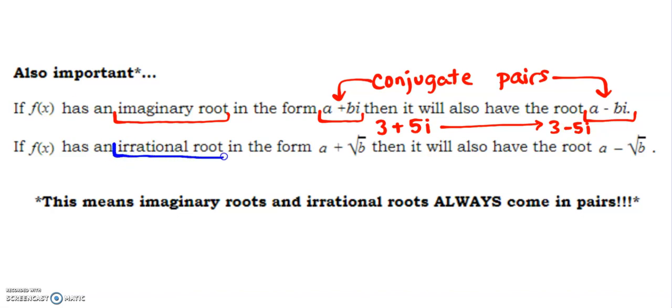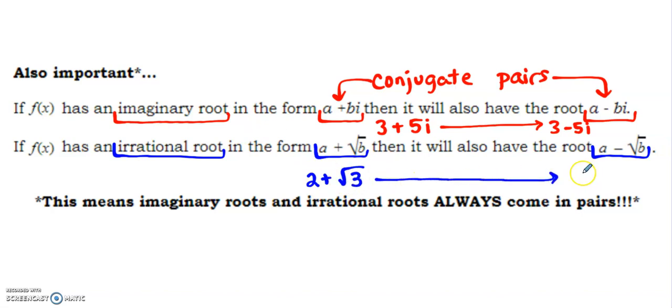Same thing with something that's irrational. If you have one root that looks like a plus the square root of b, then you're going to have a minus the square root of b. So again, I'm just going to kind of make up some numbers. I would say that if you have 2 plus the square root of 3, let's just say that, then you would also have 2 minus the square root of 3.